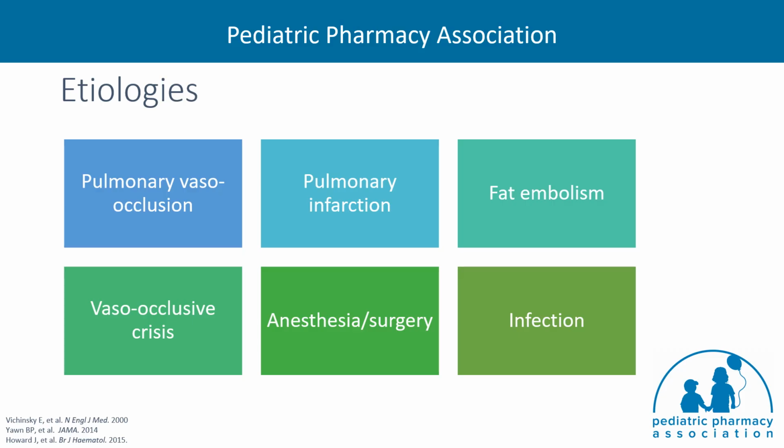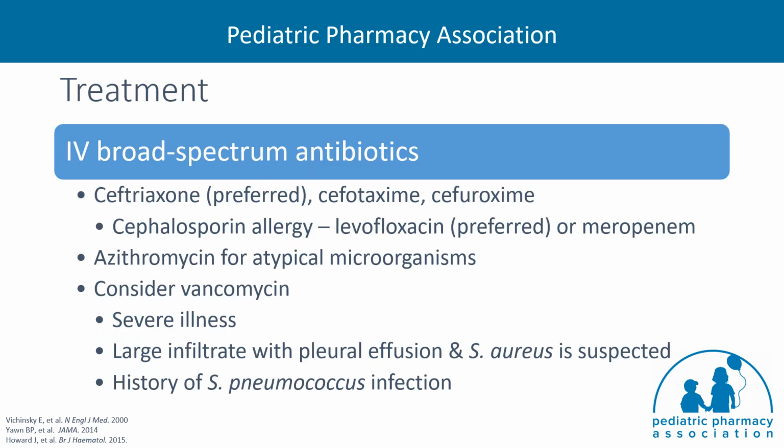So some of those etiologies again are going to be pulmonary vaso-occlusion, pulmonary infarct, fat embolism, vaso-occlusive episode, any sort of anesthesia or surgery, as well as infection. And treatment is really going to be first with broad spectrum antibiotics. So generally we'll prefer ceftriaxone. Medications like cefotaxime or cefuroxime could be used. If a patient has a cephalosporin allergy, levofloxacin is an option, or meropenem.